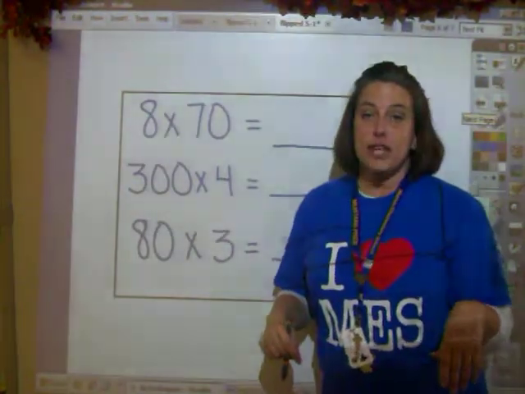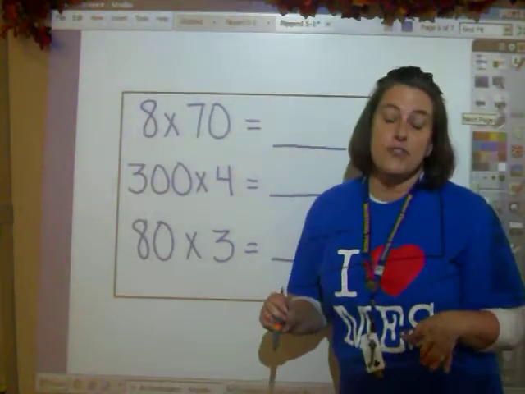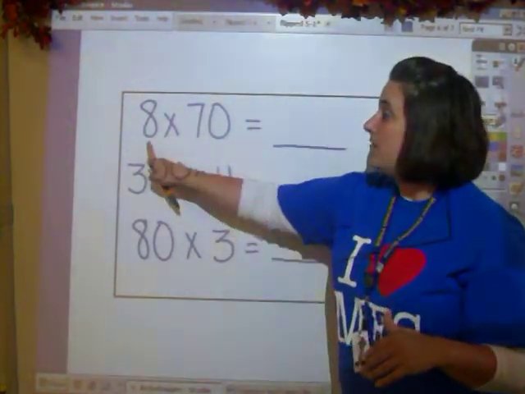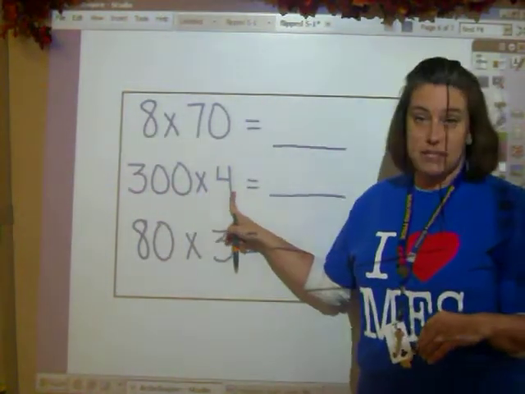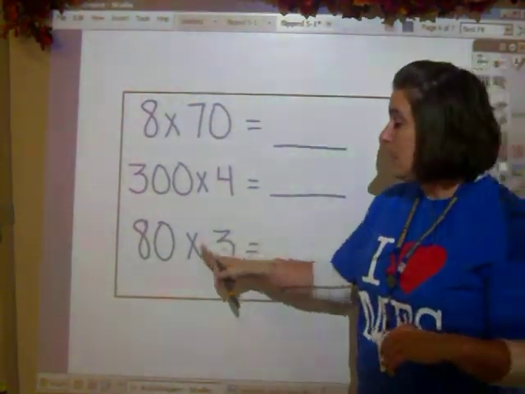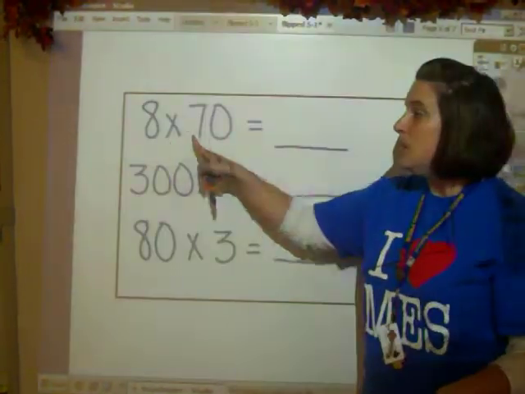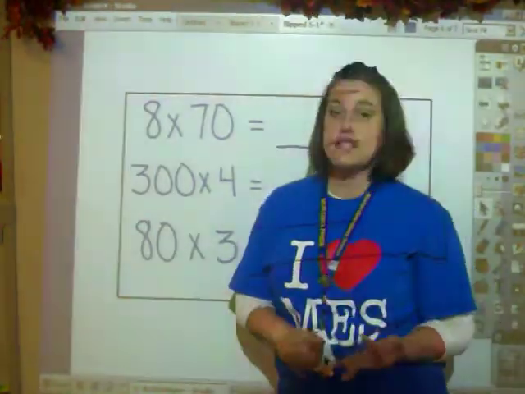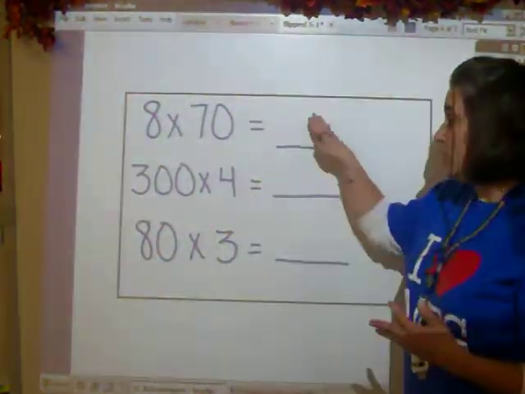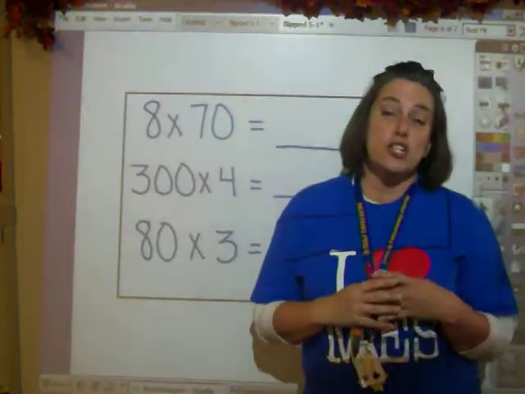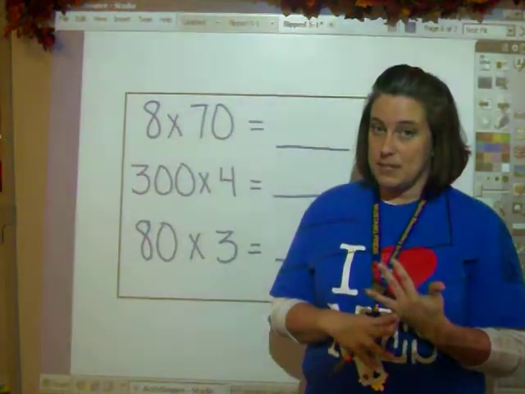And finally, what I would like for you to do on your own is please try these problems. You can place them in your third column of your Avid notes: 8 times 70 is the same as what? 300 times 4 is the same as what product? 80 times 3 is the same as which product as well. Please make sure you underline your basic facts, count up how many zeros you have, and place those in your products. Once you are done with this, if you need to, go back and review the video as many times as you need to help you understand the concept. Okay?